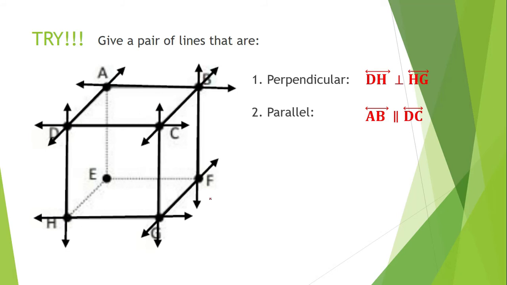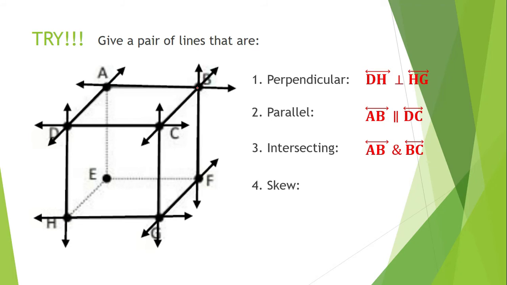Intersecting lines. These are the lines that intersect at one point. They can be perpendicular, but they can also be not perpendicular. So, for example, we have line AB and line BC. They meet at the point B.